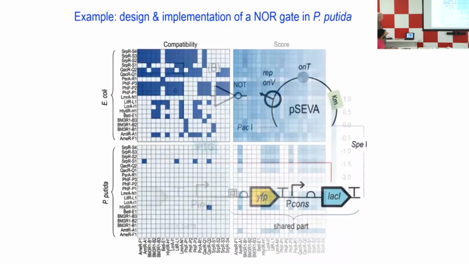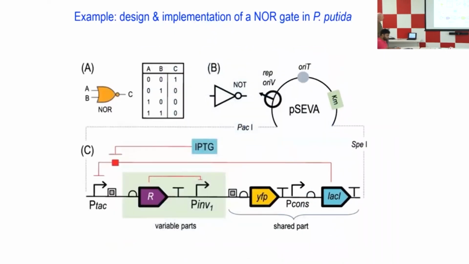So let me see. Okay, so I'm going to show you a super easy case for construction of a NOR gate with the Cello system. And in this case, the Cello system has the virtue that it is applicable not only to E. coli, but also to many other bacteria, provided that you have data for the different repressors that you have at hand for making this type of combinations between different regulatory parts.